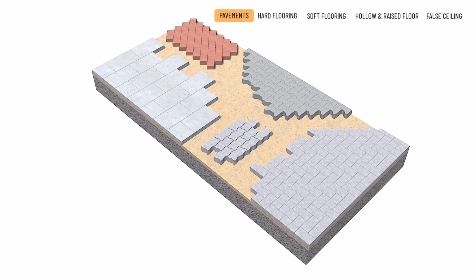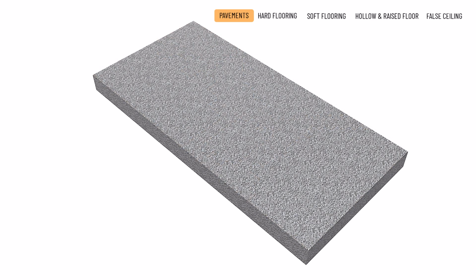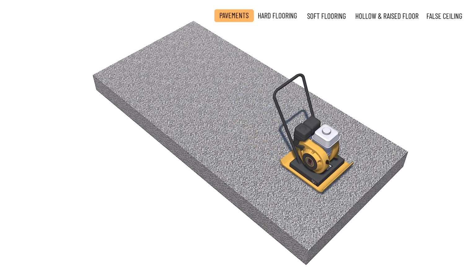Areas with low traffic and lighter loads are prepared with a 25 to 40 centimetre thick compacted gravel or crushed stone subbase, which serves as a load distributing, draining and frost protection layer. This base is laid in 2 to 3 layers and compacted using a plate compactor.